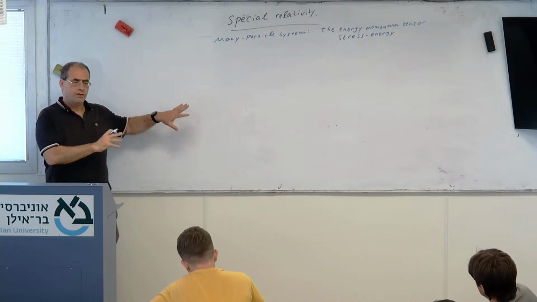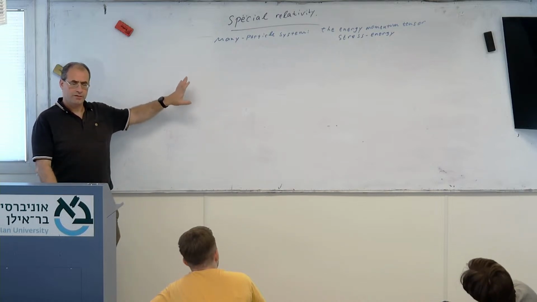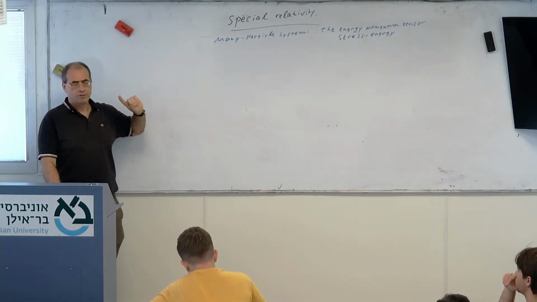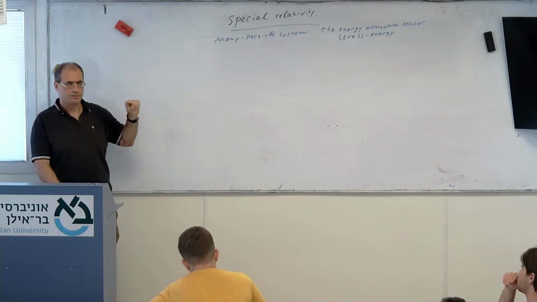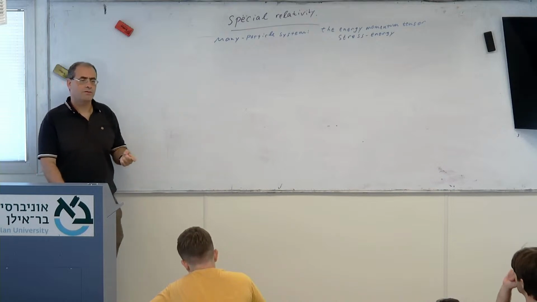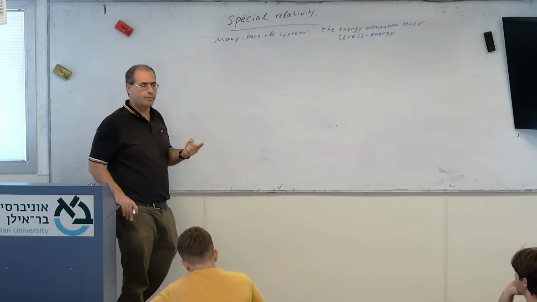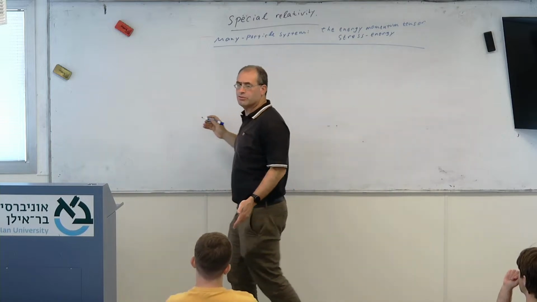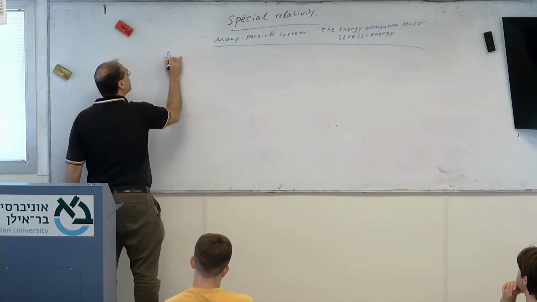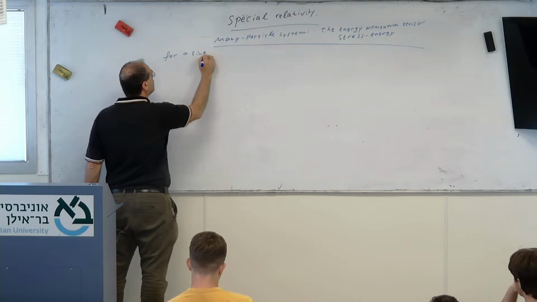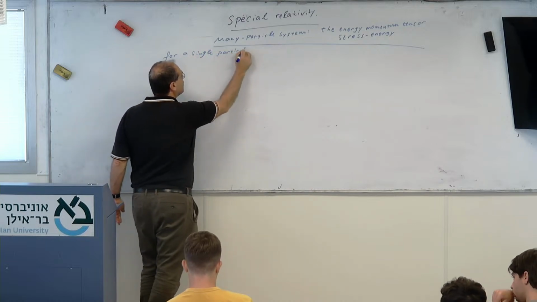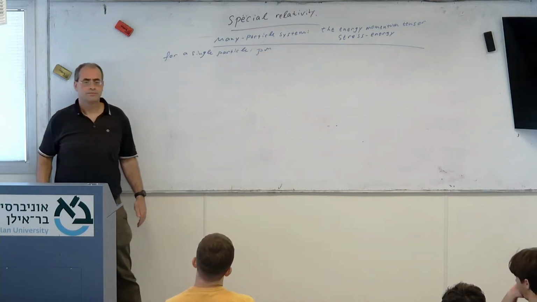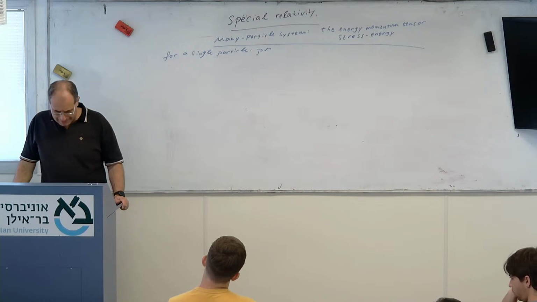So far, everything we did, and I guess everything you did in first year special relativity, correct me if I'm wrong, was treating single particles. Right? And when you have a single particle, it's enough to specify the four-momentum, P mu, to give you the information you need about this particle. For a single particle, the four-momentum is essentially what you need.